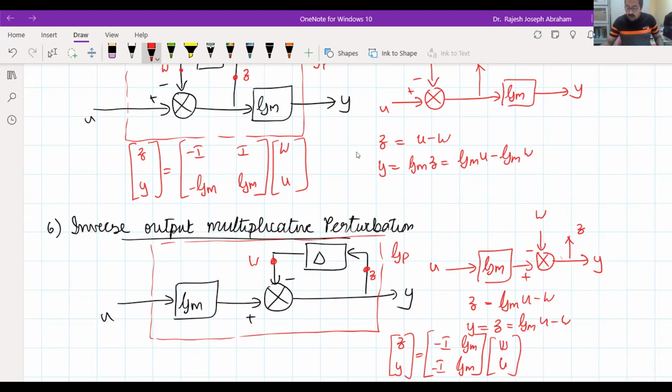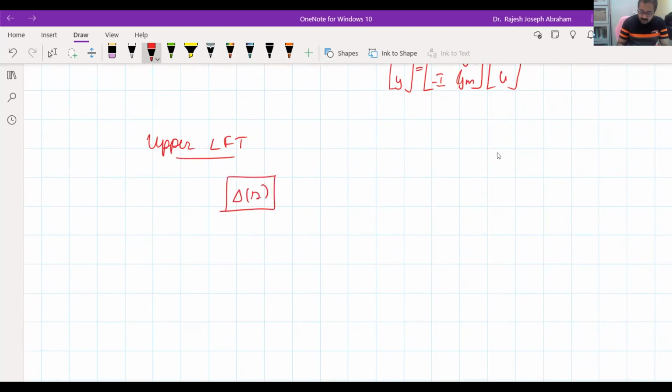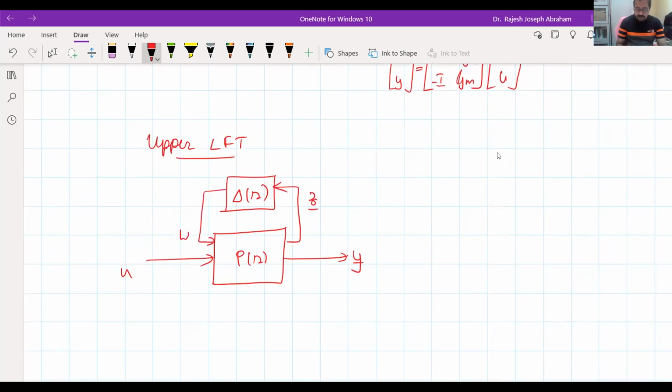Right. Now, yesterday, in one of the previous classes when I discussed LFT, I forgot to tell you another method of obtaining the upper LFT. So let me explain that. Upper LFT. This is a different way of obtaining that expression. Upper LFT means here is our perturbation block delta. This is our nominal plant model. This is Y, this is U, this is Z, and this is W.